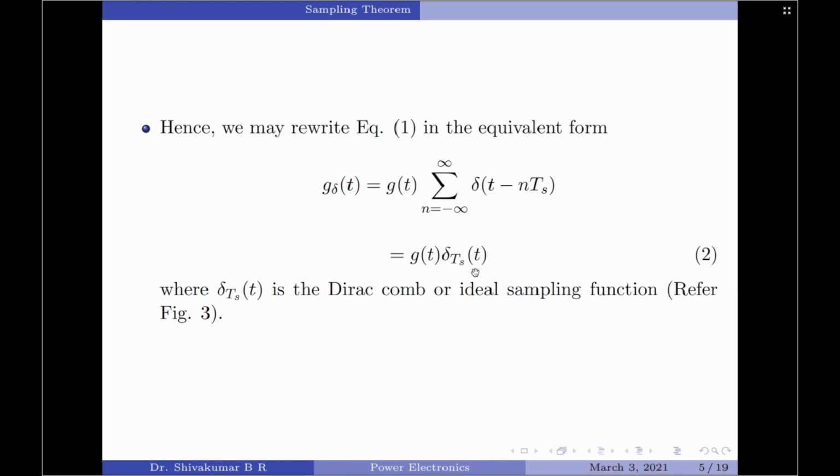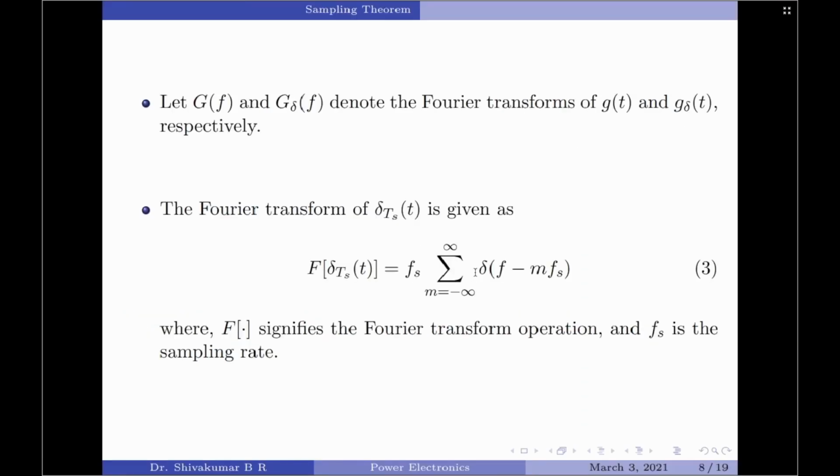Now, if I apply the Fourier transform to equation 2, I would require the Fourier transform of delta Ts of t, and this is given by F of delta Ts of t, the Fourier transform of delta Ts of t, equals Fs multiplied by summation m varying from minus infinity to plus infinity delta of f minus mFs. Here Fs is the sampling rate.